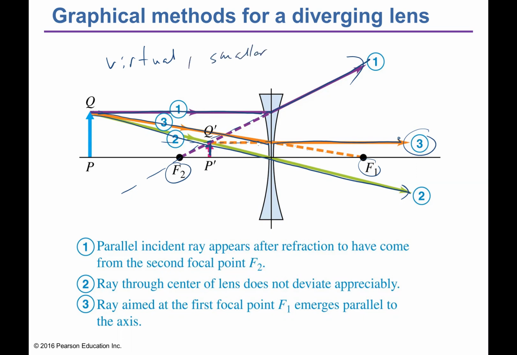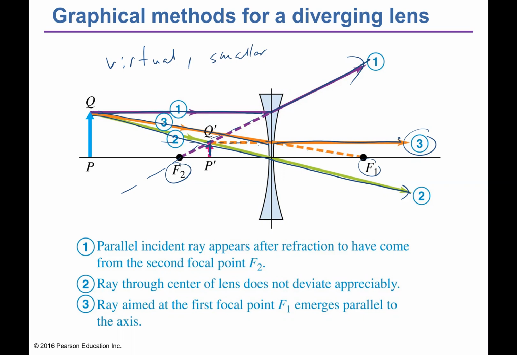Always virtual and smaller. That means what we get here for this particular lens is a virtual image, a smaller image, right? And the same orientation as the object. You can see both of them are upright. That means that whether it's upright or inverted is always going to be true for the virtual image.